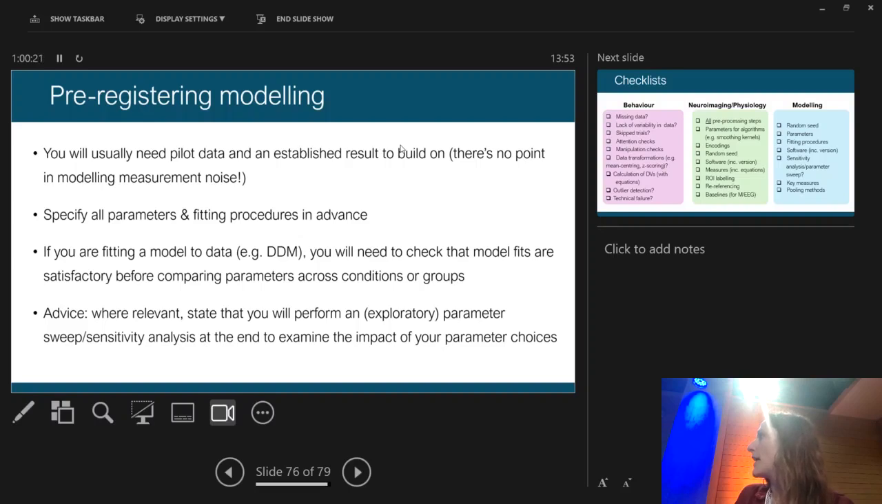And then where relevant, so probably not really for drift diffusion modeling, but if you are uncomfortable committing to some set of parameter choices for your modeling, you can always say that you'll perform some exploratory parameter sweep. So you rerun your analysis over all the parameters and just see whether your conclusions were based on being in some very weird parameter space or whether it's robust to your choice.